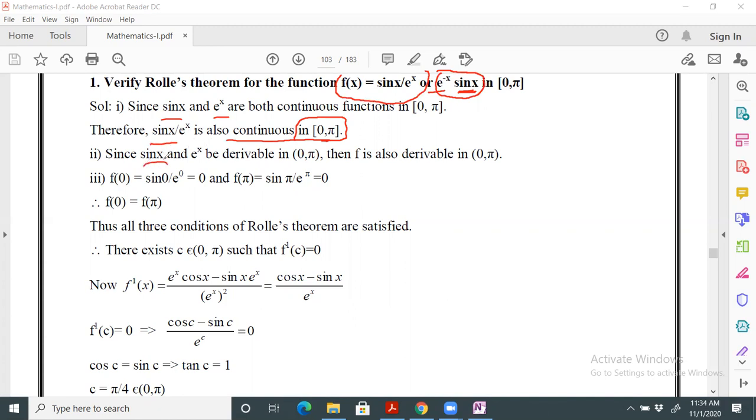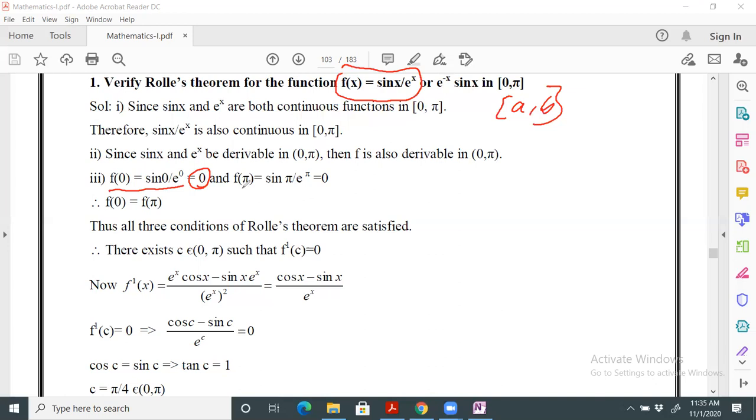The second condition is to check differentiability. We know that sin x and e power x are differentiable everywhere, especially in the open interval 0 comma pi, so the function f is also clearly differentiable in the open interval 0 comma pi. Now substitute f of a: a equals 0, then f of 0 equals sin 0 by e power 0. Sin 0 is 0, e power 0 is 1, so 0 by 1 is 0.